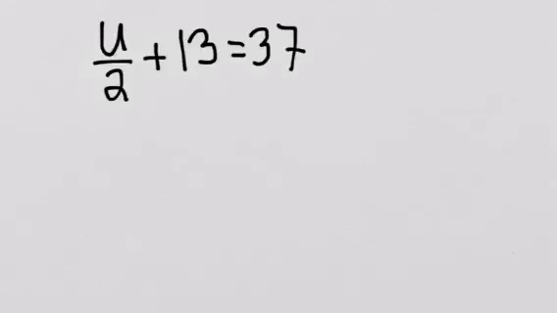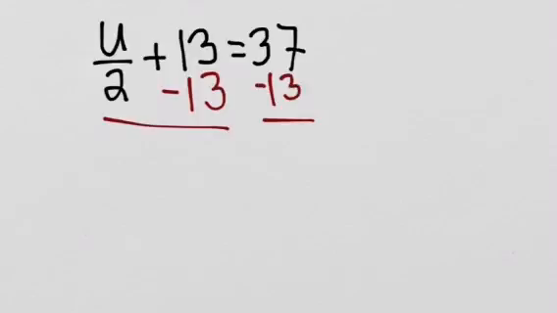So the first thing I'm going to do is get rid of this 13 by subtracting it from the left and the right. The fundamental rule of solving equations is you must always do the same thing to both sides. That's what maintains the balance represented by the equal sign. That equal sign says both sides are balanced or the same as each other. So you always have to do the same thing to both sides of the equation.